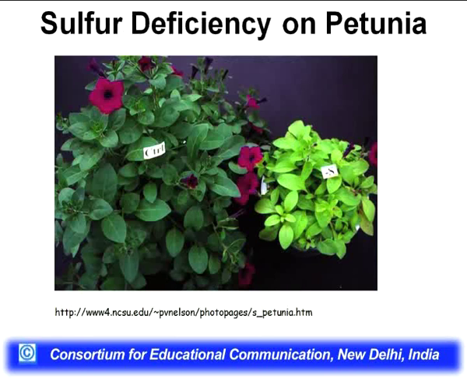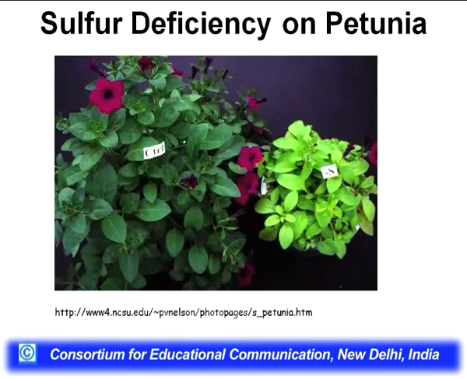Look at the sulfur deficiency in petunia. Sulfur is another molecule which is less mobile. So you can see the upper ones are much more pale. But it is not turning yellow like what you have seen in case of iron deficiency.